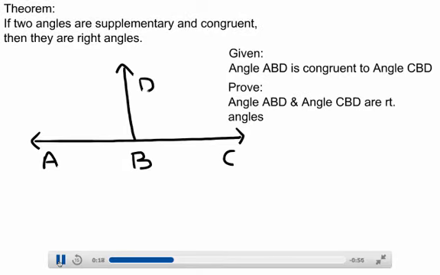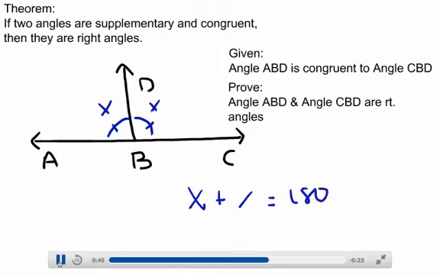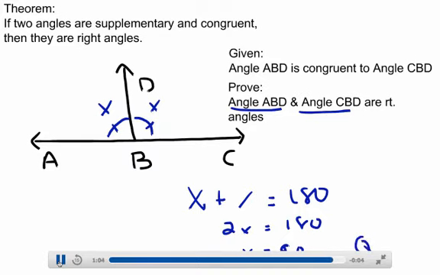Well, this isn't going to be our normal two-column proof. It's really more algebraic. So let's say that since ABD and CBD are congruent, I label both of them x. Now, from the diagram, I can see that x plus x equals 180. So 2x equals 180. Therefore, by algebra, x equals 90. So angle ABD and angle CBD equal 90, and so they're right angles. And that proves what we need to show for the theorem.